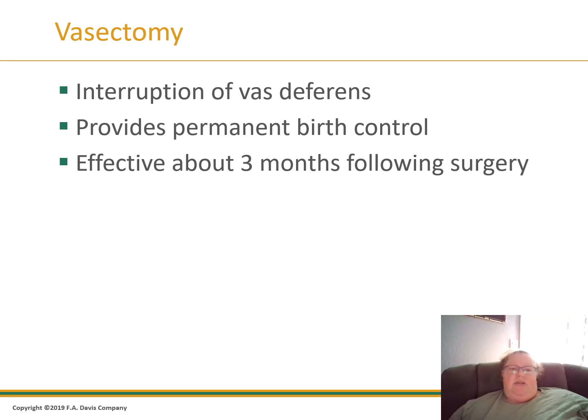Vasectomy is an interruption of the vas deferens. That's the tube that carries semen from the prostate to the urethra. It provides permanent birth control, and is effective about 3 months following surgery. So, can you get somebody pregnant after having a vasectomy? Yes, for up to 3 months and actually up to a year. You're supposed to go for a follow-up a year later to verify.